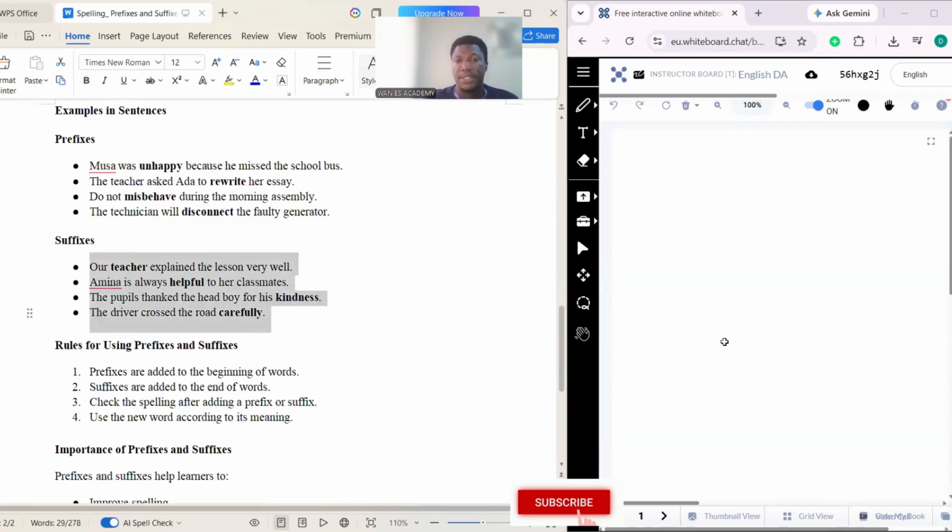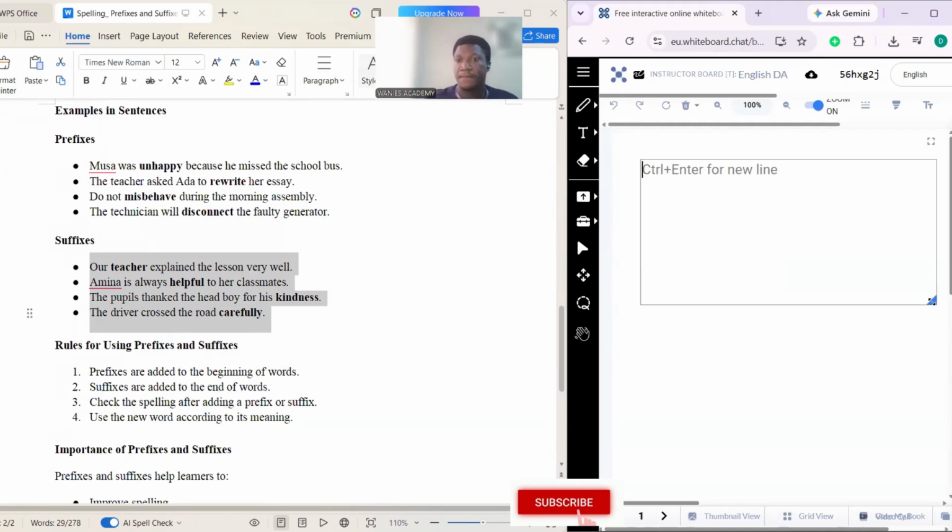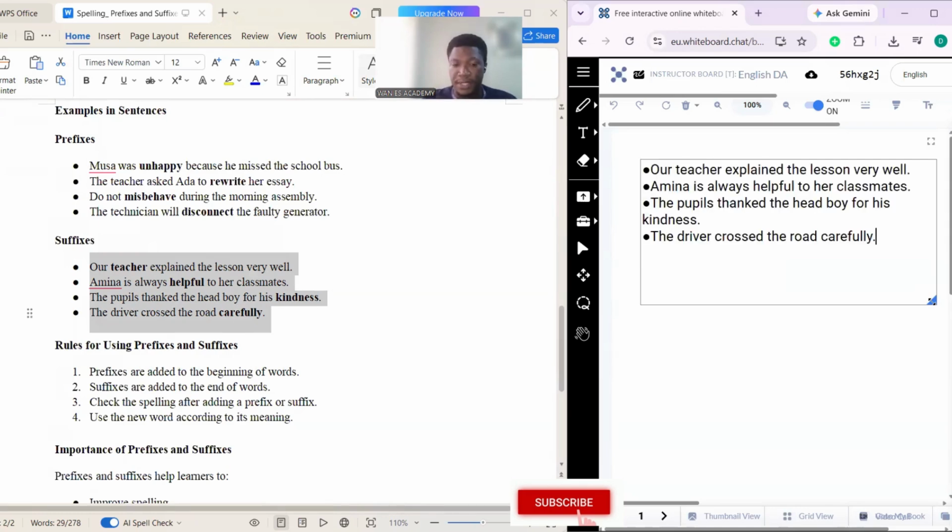And let me separate that. I want to put these instances to highlight them. So teacher here, you see er is the suffix. Helpful, ful is the suffix. The kindness, ness is the suffix, and ly is the suffix here.